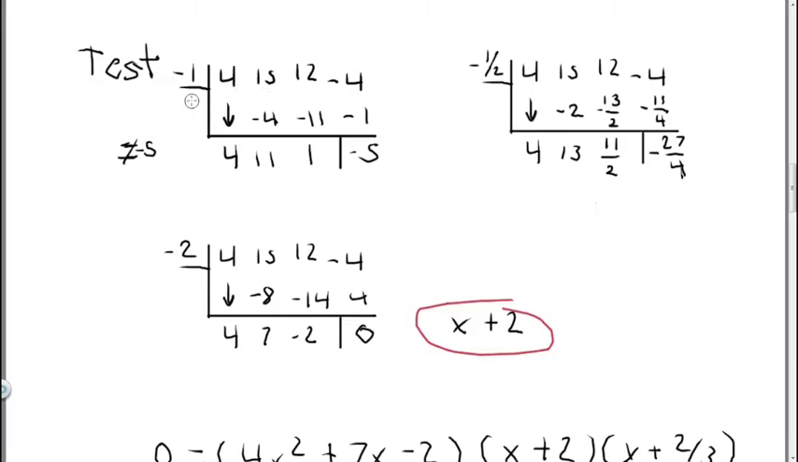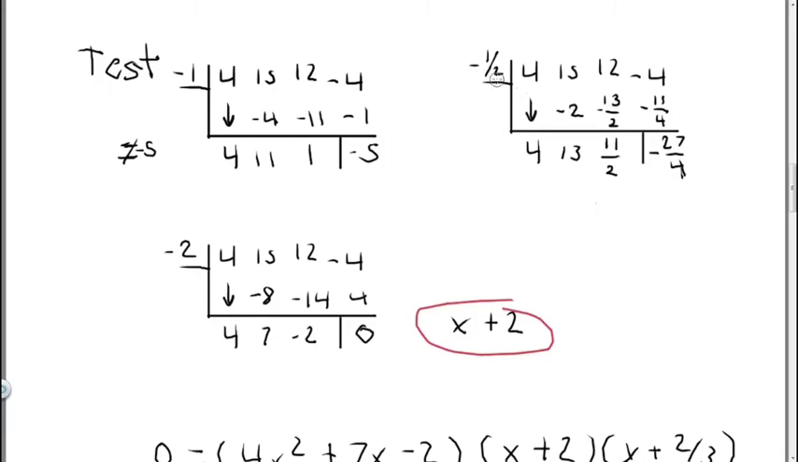So I started the test with -1. -1 times 4 is -4, 15 minus 4 is 11, -1 times 11 gives you -11, 12 minus 11 gives you 1, -1 times 1 gives you -1, -4 minus 1 gives you -5. So I knew that there wasn't going to be a factor there, since -5 is definitely not zero. Try it again with -1/2 because it seemed to be pretty close.